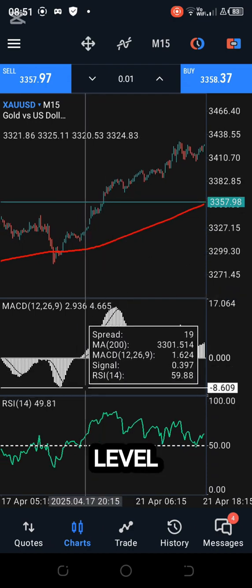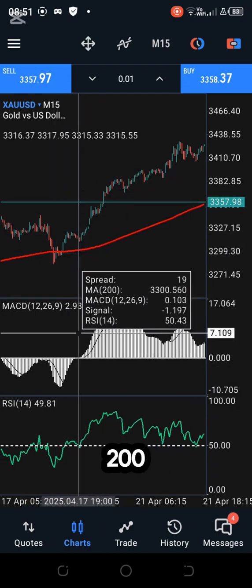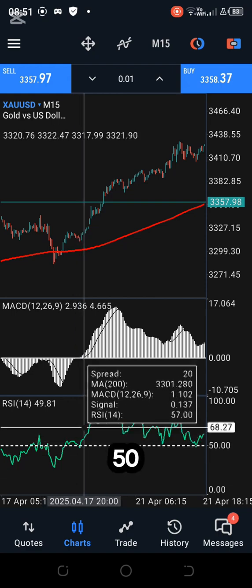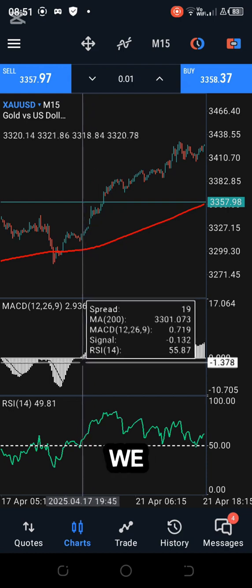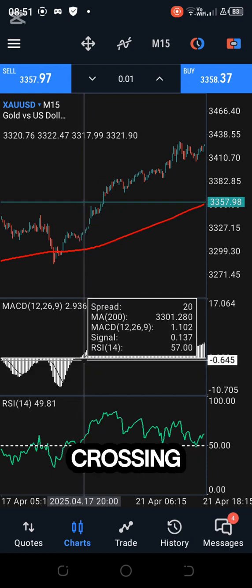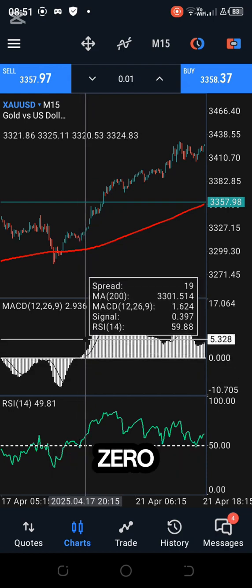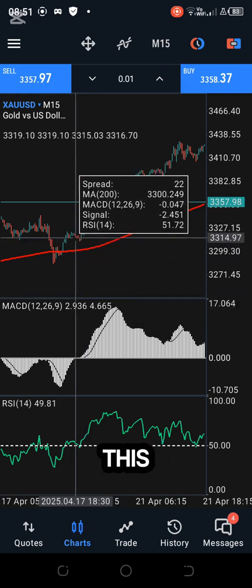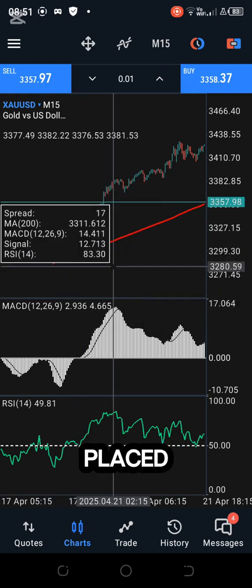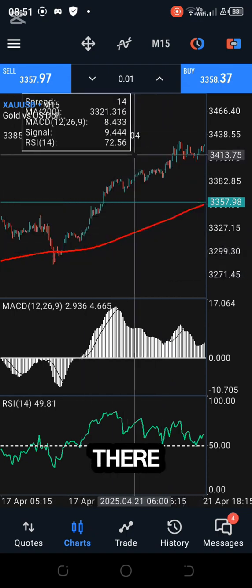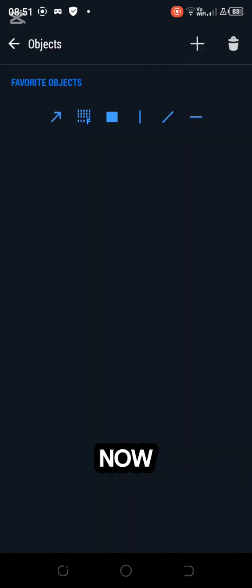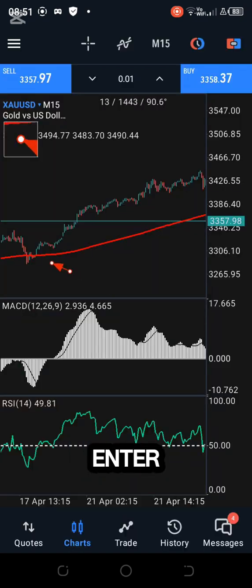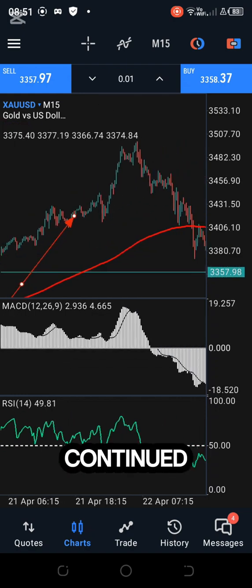At this particular level here, you can see price is trading above the 200, and on the RSI, price is also above the 50. Then if you look here on the histogram of the MACD, at this particular level we had a crossing. The MACD main line crosses above 0, and if you check the main line, it was still above this particular level. Our stop loss was going to be placed just below this recent swing low, and from there you can see price started to move upwards. So we're going to enter right around here, and price continued to move upwards for a very long time.